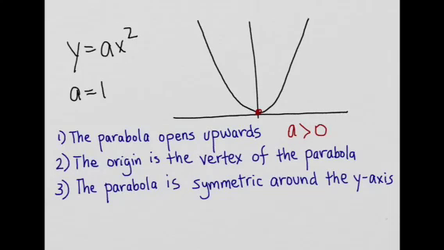Remember that we plotted points. We plotted point, if this is 1 and this is 1, we plotted point 1, 1. We plotted points 2, 4. Over here, we plotted points minus 1, 1. And we plotted point minus 2, 4. So there's an absolute symmetry around the y-axis. And so this is a very important summary of what that basic parabola is going to look like.